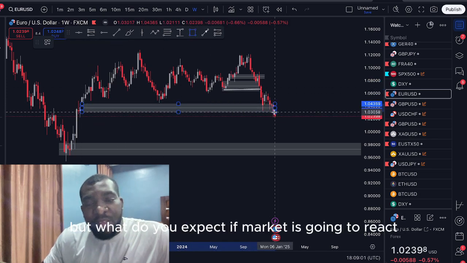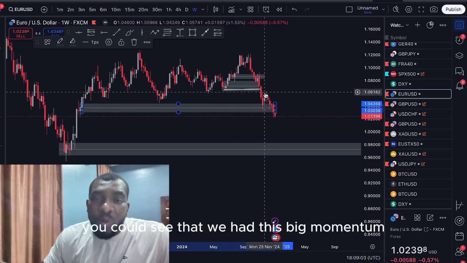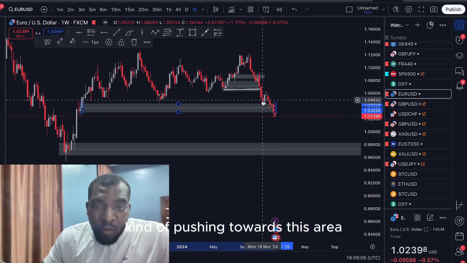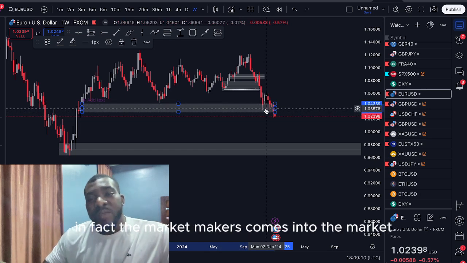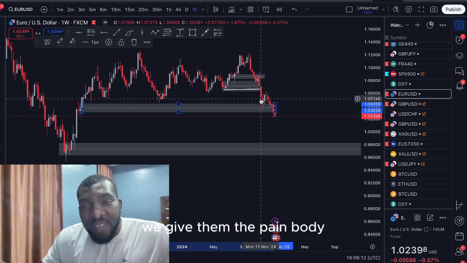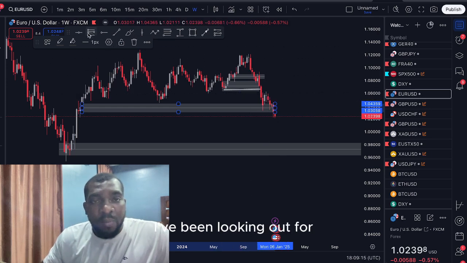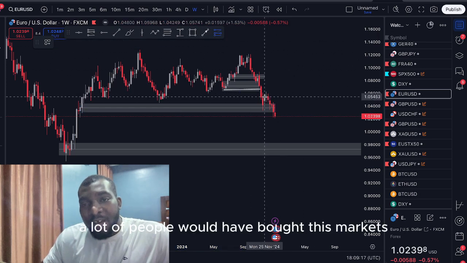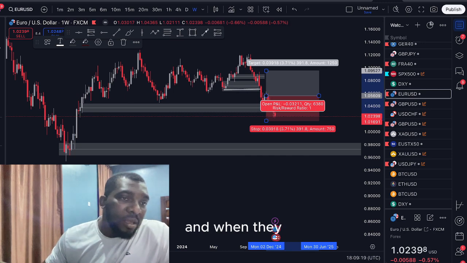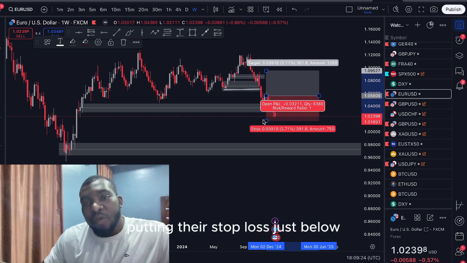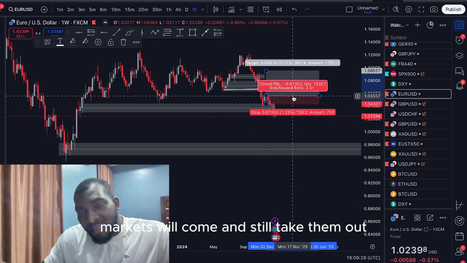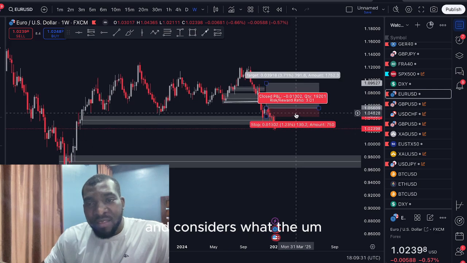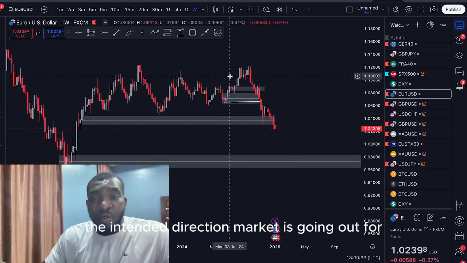But what do you expect if market is going to react off this area? You could see that we have this big momentum candle pushing towards this area. A lot of people are still going to buy this market. In fact, the market makers come into the market and give them the pin bar they have been looking out for. A lot of people would have bought this market, and when they buy this market, putting their stop loss just below, what else would they see? Markets will come and still take them out and continue towards the intended direction market is going out for.